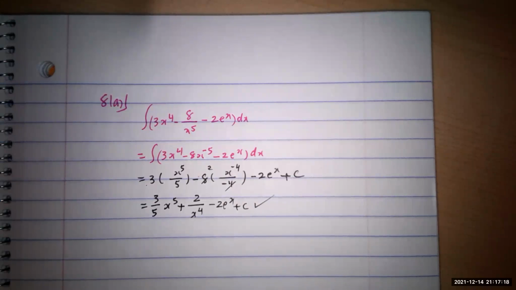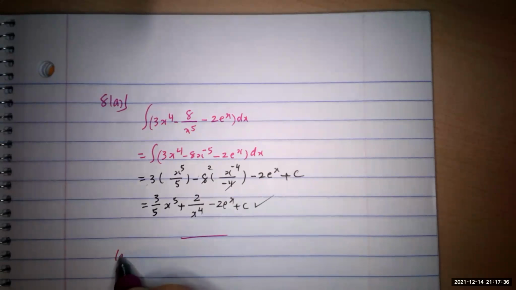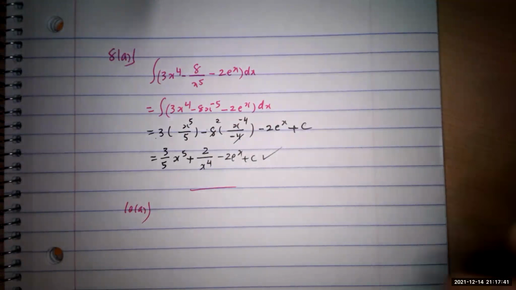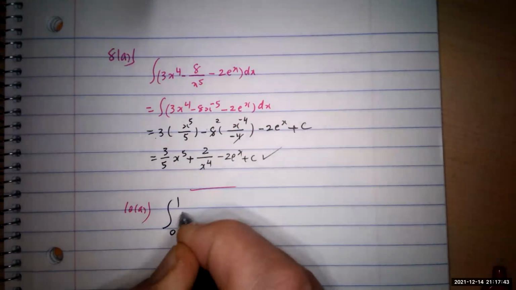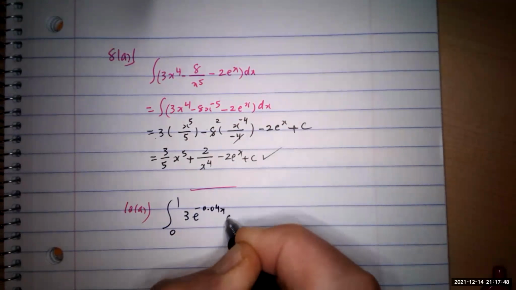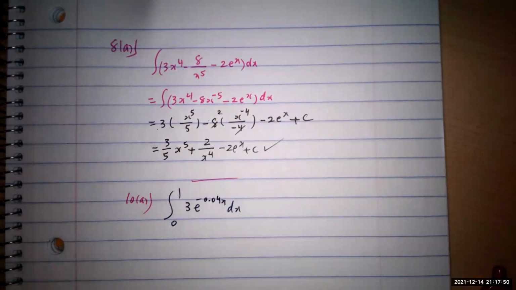Could you show 10A? What's 10A? 10A is just the shortcut that we talk about, the final. Do you want 10A? This is 10A. The integral from 0 to 1 of 3e to the negative 0.04x dx. It can be done by the substitution method, but we give a shortcut for this one.